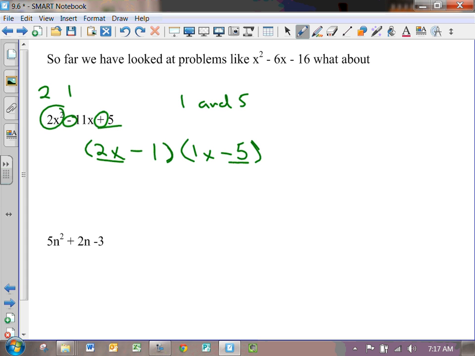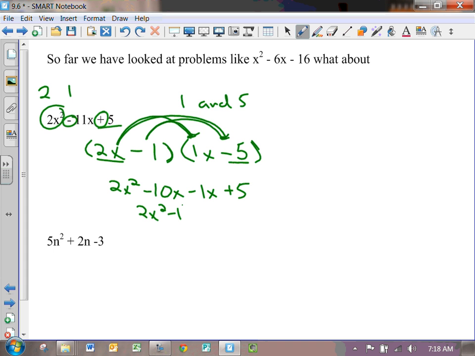So let's try this again. So we've got first, 2x squared. Again, important to get. Our outers, we now have a negative 10x. Our inners, we now have a negative 1x. And our last, we have plus 5. So now combining these two in the middle, we get 2x squared minus 11x plus 5, which is what we wanted. So that's right. So there's our correct factorization of 2x squared minus 11x plus 5.